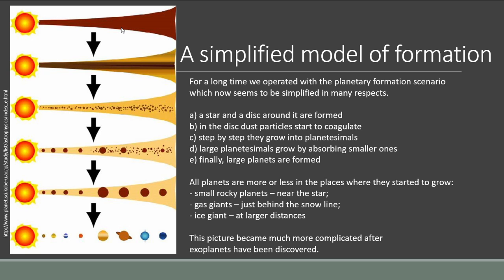So we start with the small structures, and they grow, and finally they become rocky planets, or they become rocky cores of future giant planets. And now we come to the point that these cores, if they are massive enough, start to capture gas. So they start to accrete gas from the disk, and form atmospheres around the core.